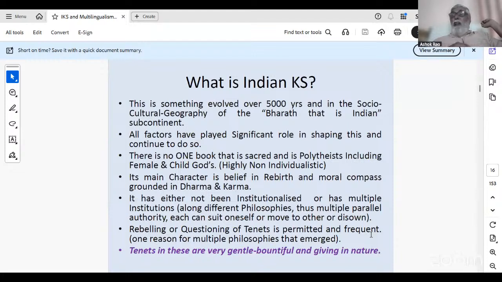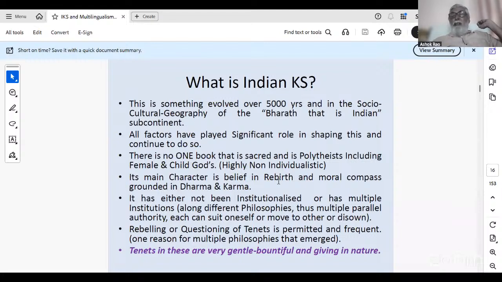So what is the Indian knowledge system? This is also something that has evolved, but the only difference is it has evolved over 5,000 years. So it is better time tested in the socio-cultural geography that is called Bharat or India. Here also all factors have played a significant role. However, there is no one book that is sacred. We are all polytheists, including female and child gods. That's why we are highly non-individualist. This has been one of the big factors which has allowed us to survive this many 5,000 years compared to anybody who has at most a 3,000-year history.